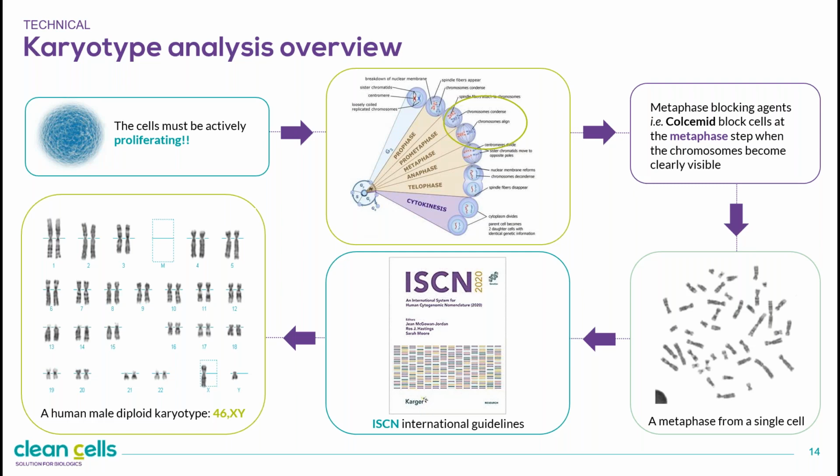Then, using specialized equipment, we can capture several metaphase images, and using the ISCN international guidelines for cytogeneticists, a specialized operator can classify the chromosomes into groups, establishing ultimately the karyotype of the cell. Finally, as you can see on the bottom left, there is a specific gene banding profile on the chromosomes, which will detect any potential genetic aberration, Aymeric.